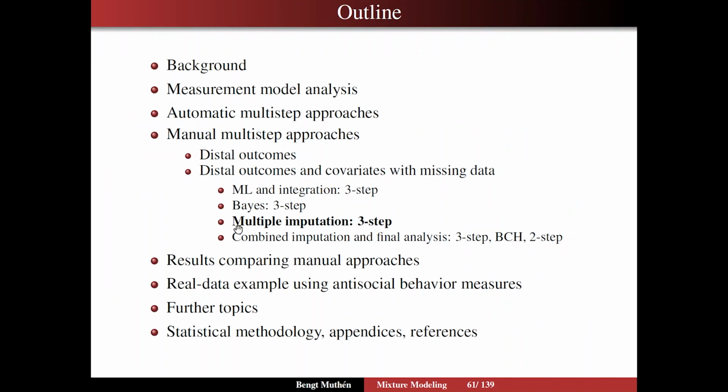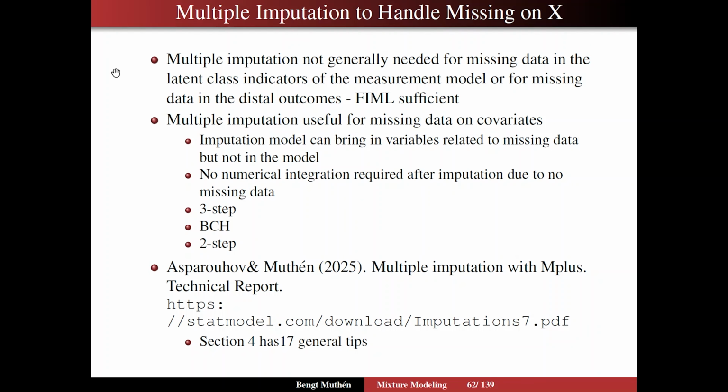Slide 61 then, we turn to the third possibility, multiple imputation. And we're still going to stay with the 3-step approach. Multiple imputation is generally not needed for missing data in the latent class indicators of the measurement model, or for missing data in the distal outcomes. The FIML approach is sufficient, using all available data.